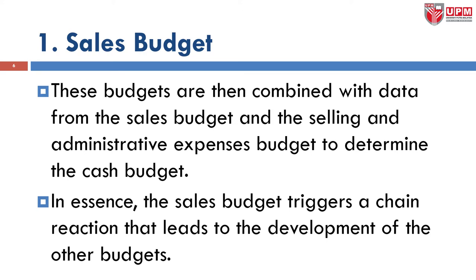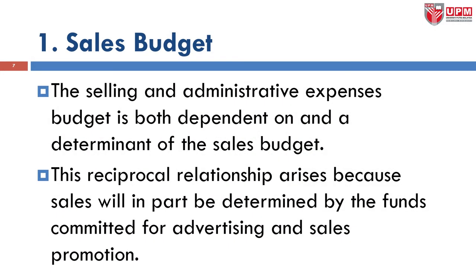These budgets are then combined with data from the sales budget and the selling and administrative expenses budget to determine the cash budget. In essence, the sales budget triggers a chain reaction, right? So that's why I said just earlier that if you get it wrong for the sales budget, it will lead to a different or non-realistic master budget. The selling and administrative expenses budget is both dependent on and a determinant of the sales budget. This reciprocal relationship arises because sales will be partly determined by the funds committed for advertising and sales promotion.